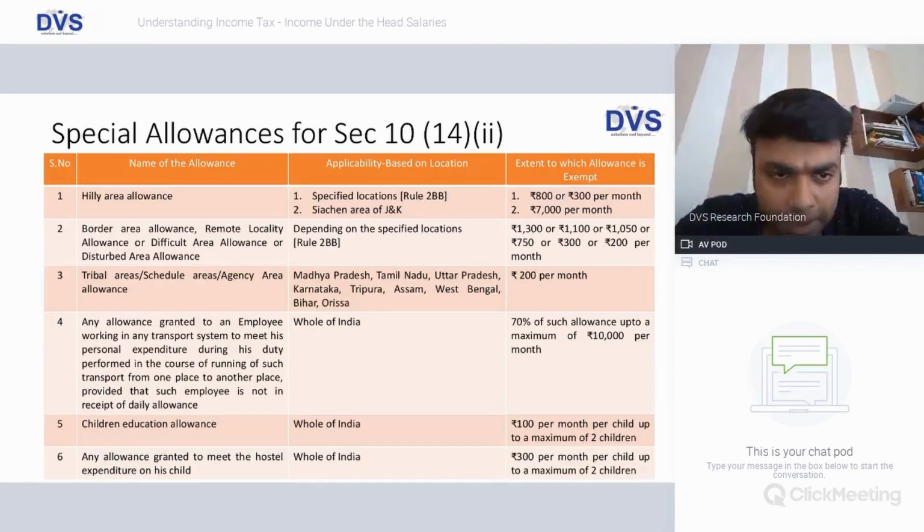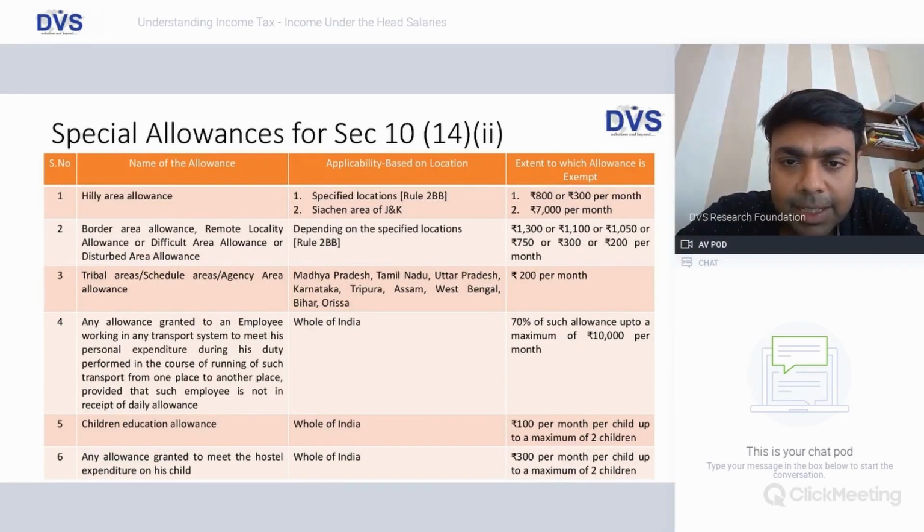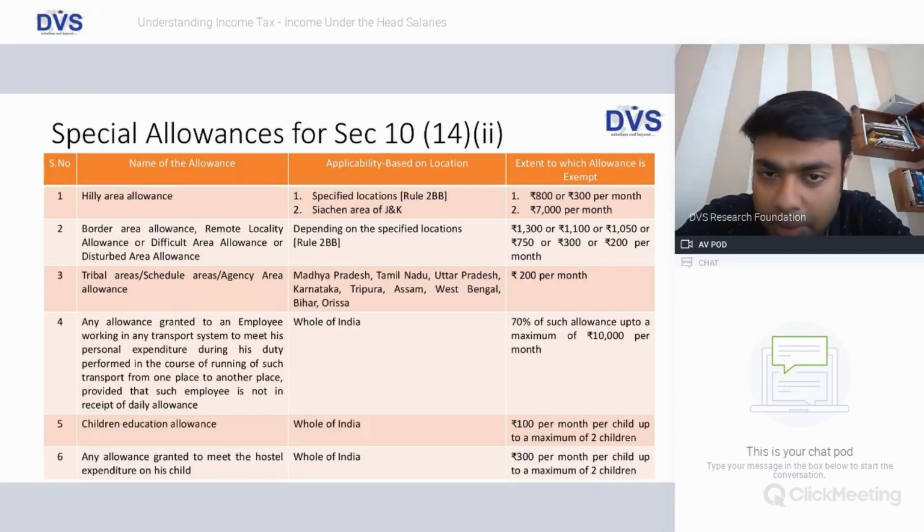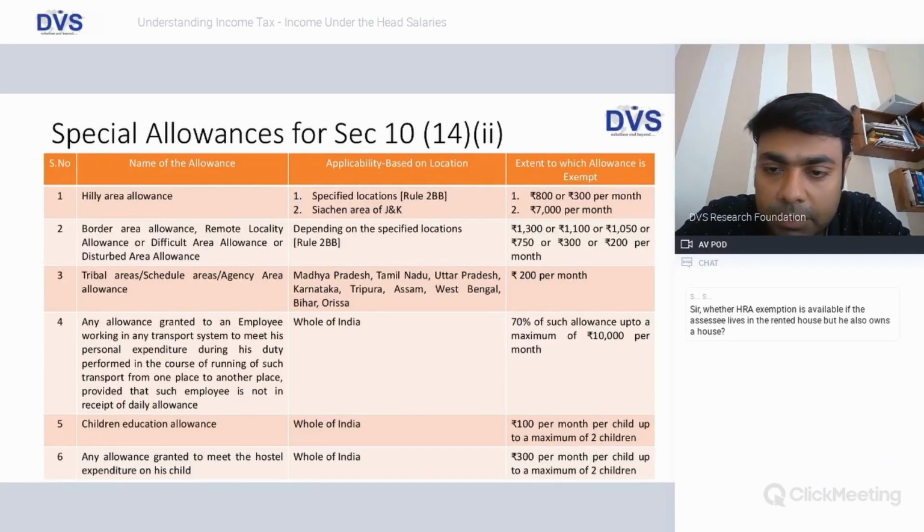Next, special allowances, where these are exempt to the extent specified. So hilly area allowance in specified locations is 800 or 300 a month, or 7,000 per month if it's Siachen Glacier. Border area, remote locality allowance, the exemptions vary from 1,300 to 200 per month. Tribal areas, scheduled areas which have been notified.